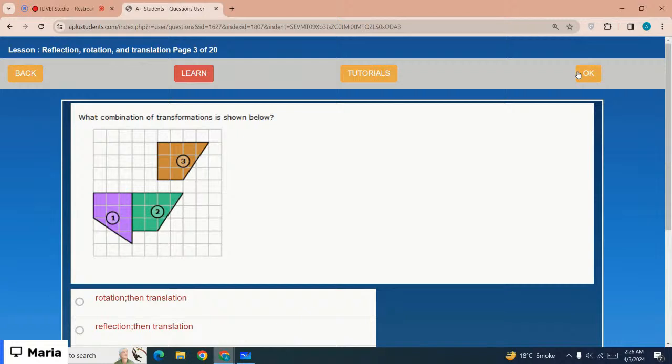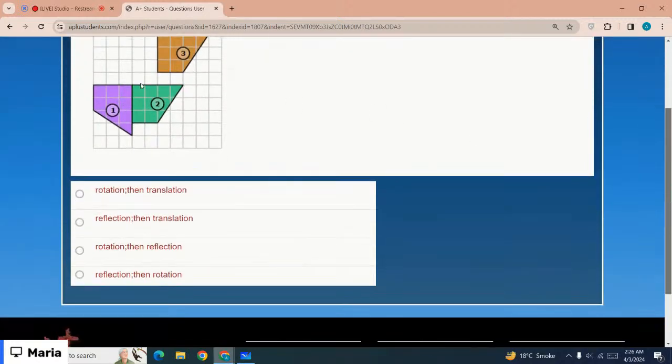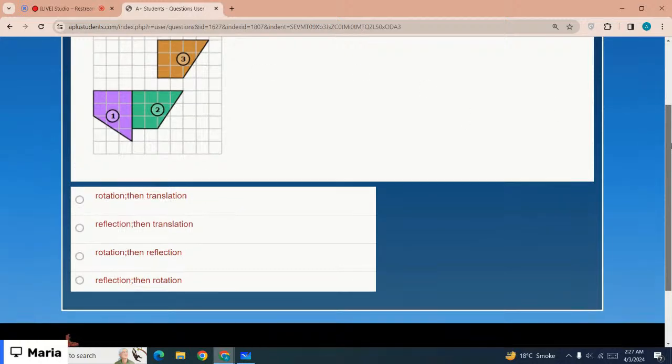Okay, what combination of the transformations is shown below? You started from one, and you have to see from one to three which steps are performed, right? So let's just start with the next one. From one to two, one of the corners is fixed, so from one to two, that is the rotation. And then from 2 to 3, you can see 3 is in a completely different place from 2. 3 has the new coordinates. That means 3 is the translation. So that is a rotation and then translation. The last one is the correct option, right?